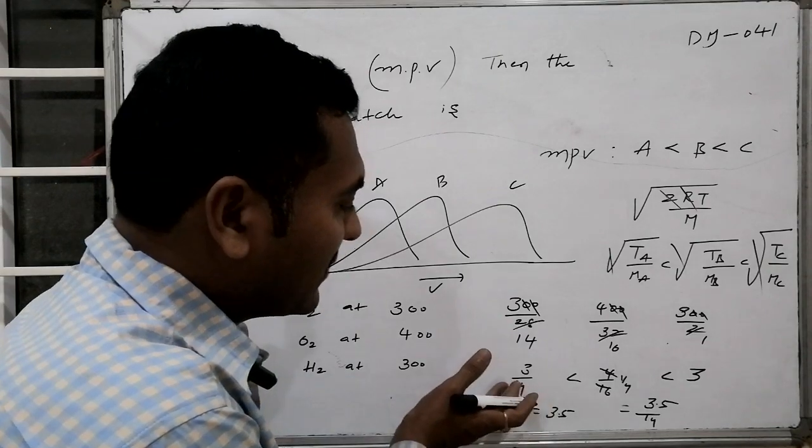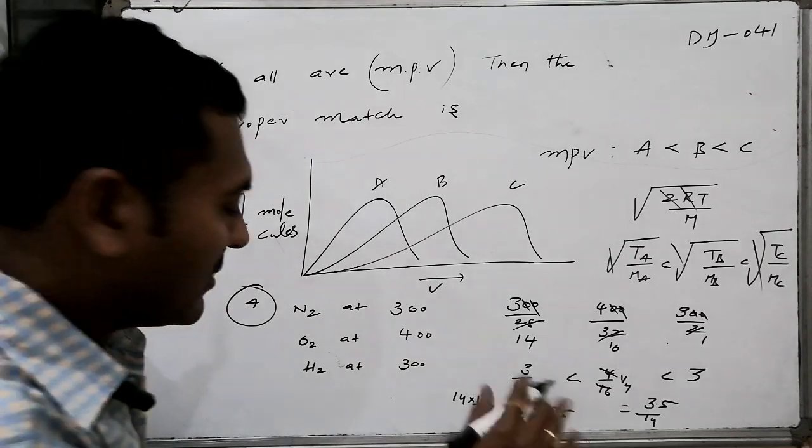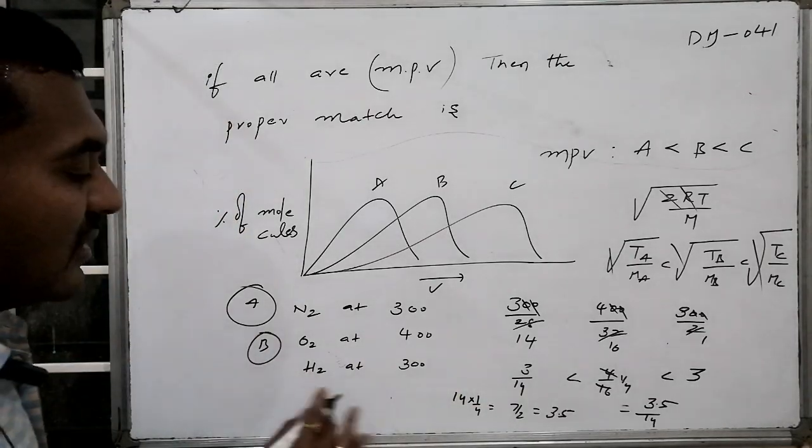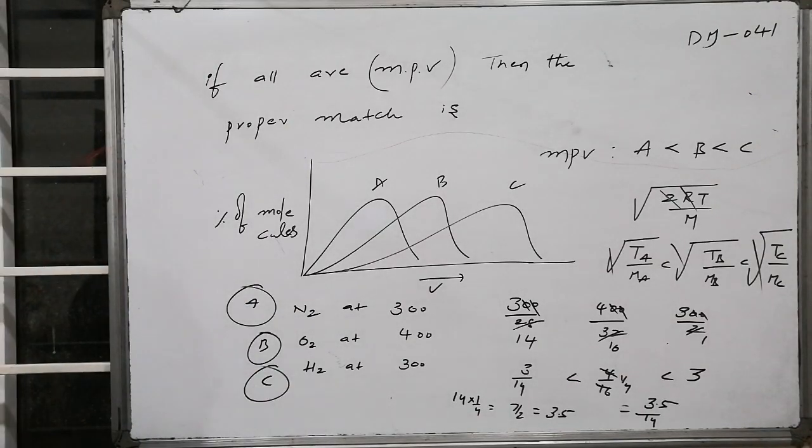So therefore the least value is nitrogen. This nitrogen matches with A. The second is oxygen; oxygen matches with B. The highest most probable velocity is for hydrogen under the given conditions, and it matches with C.